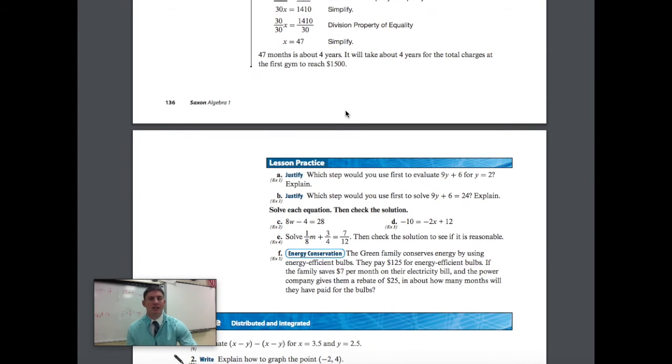Now, let's take a look at our lesson practice. I'll do letter A and B here with you and then show you the rest on the board. Letter A says, justify. Which step would you use to first evaluate 9y plus 6 for y equals 2?